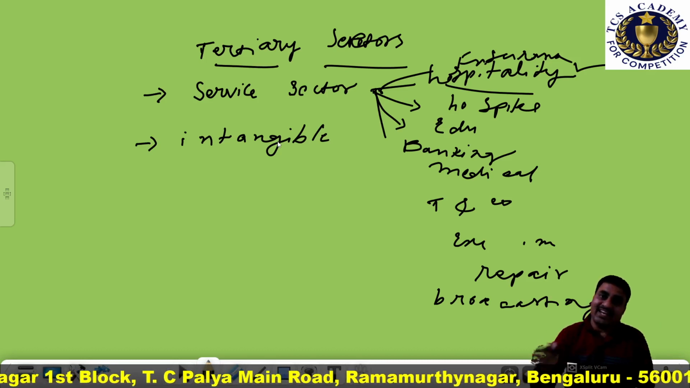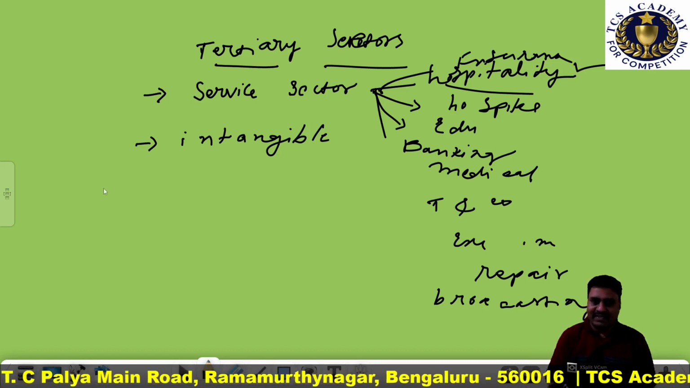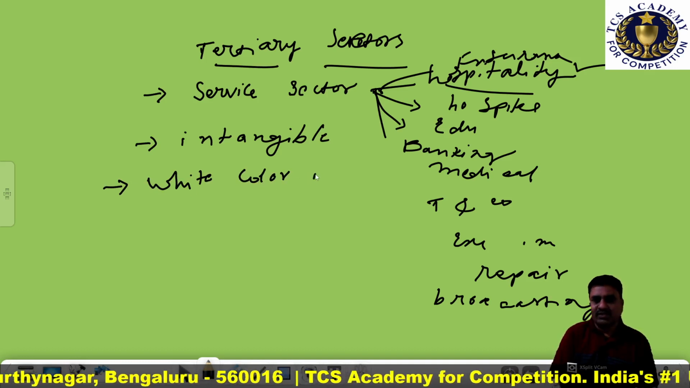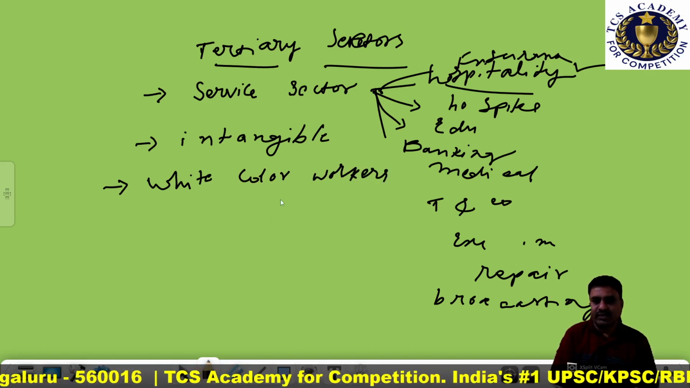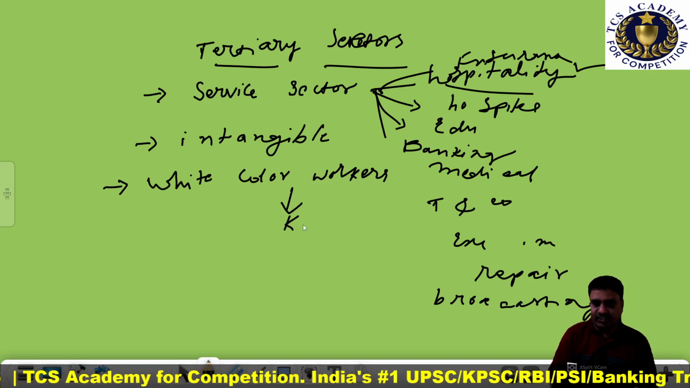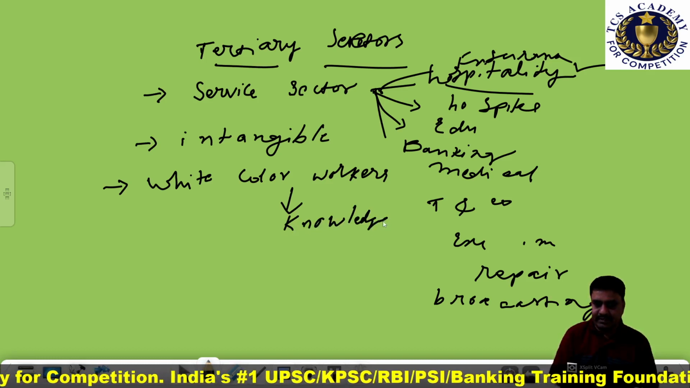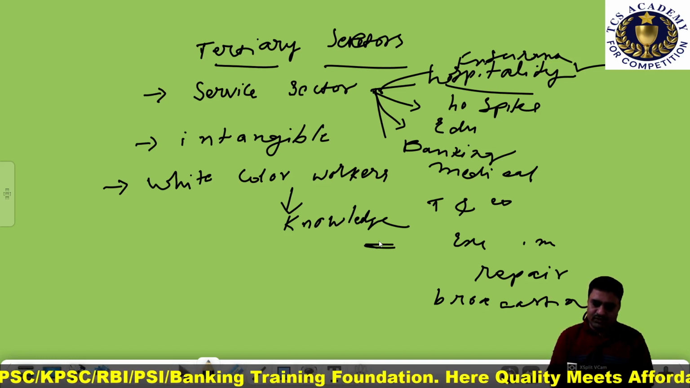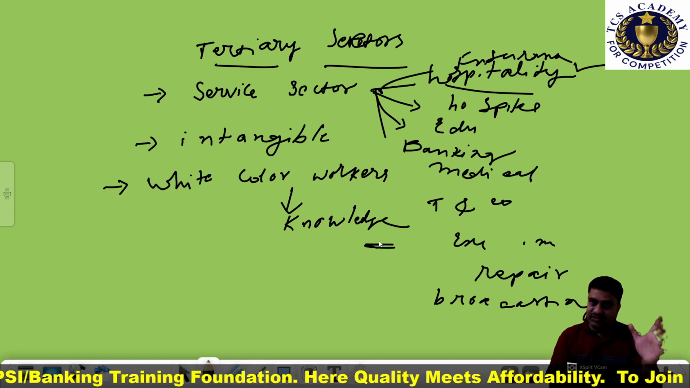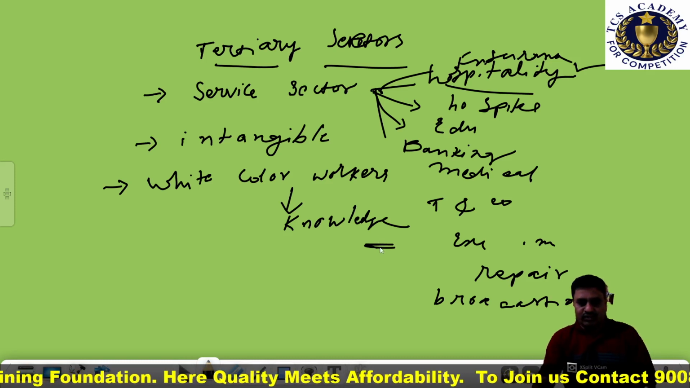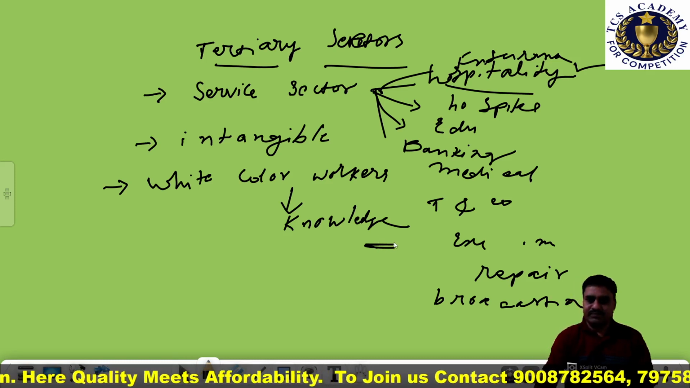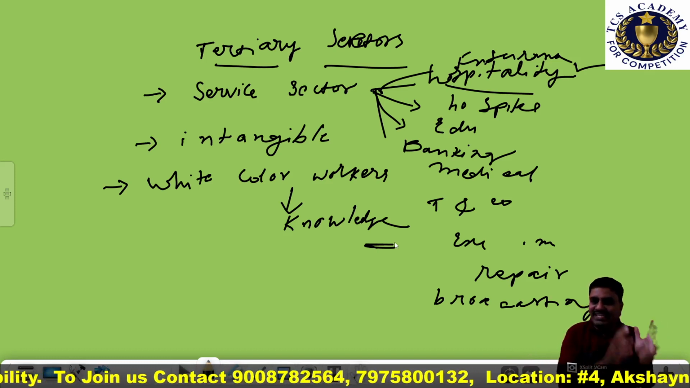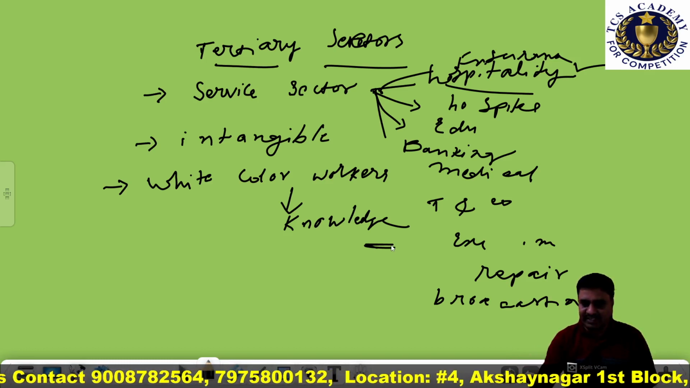So the people who are engaged in such economic activities, we call them white collar workers, because they work with their knowledge. Clear? So the services rendered by different people in the tertiary sector, we call them white collar workers or white collar jobs. These are the basic sectors we find in any economic system.